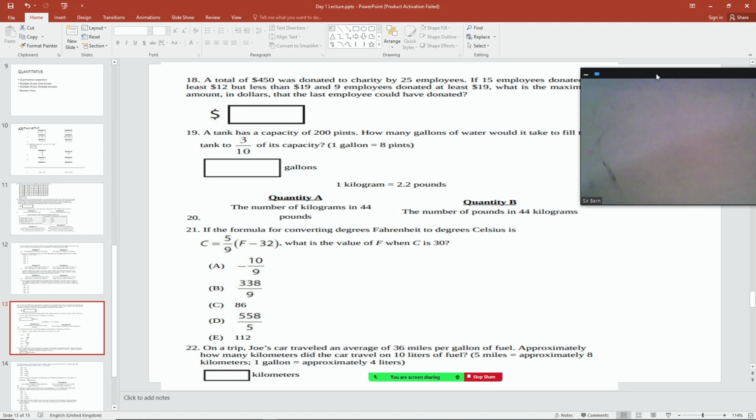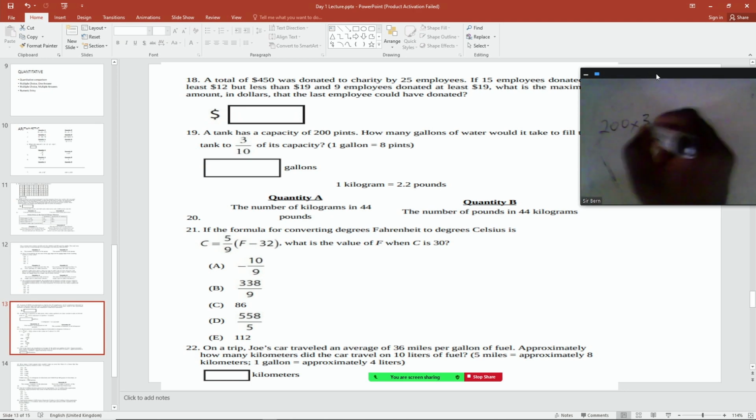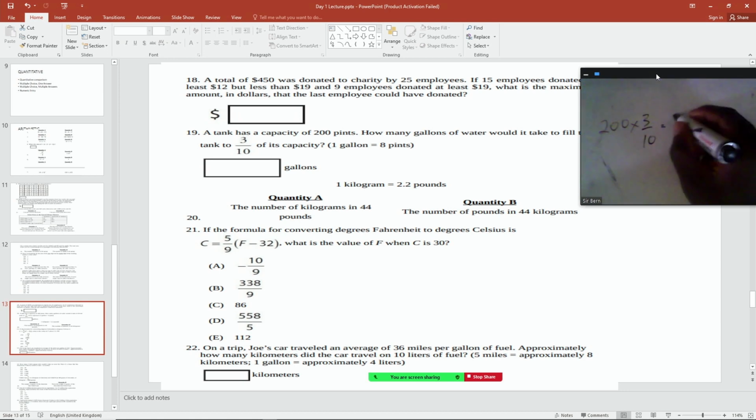1 gallon is equal to 8 pints. So the tank is being filled to 3/10 of its capacity, but the total capacity is what? 200 pints. So 200 times 3/10 would give us 60. So we are filling it to 60 pints. The total is 200 pints, but we are filling up to 3/10, which is 60 pints.